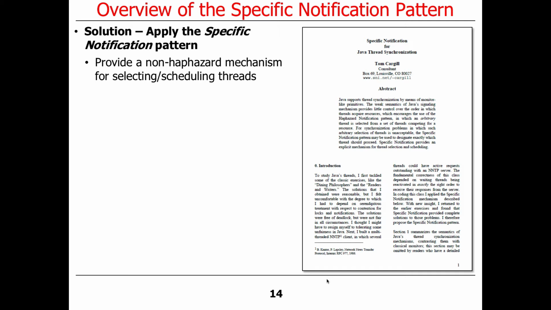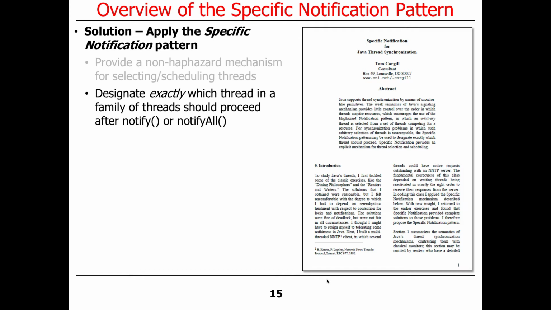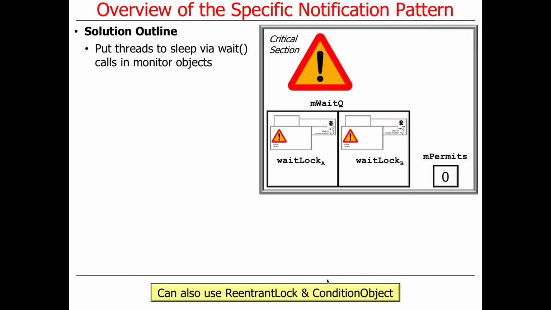And the paper goes into a bunch of examples. We're going to look at a very particular one. In particular, you can designate exactly which thread in this family of threads should proceed after notify or notify all gets called. You control how that's going to work. So here's a quick outline of the solution, then we're going to step through it in much more gory detail so you can understand how it all works.